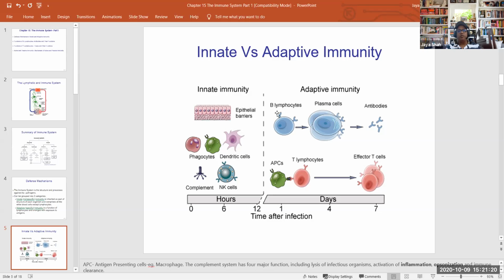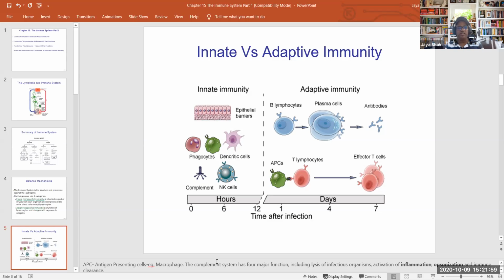So B cell, when exposed to antigen, you see here, they turn into plasma cells which produce antibodies, and T cells cannot recognize antigen directly. So this antigen presenting cell, you see here, is taking the antigen from the microorganism and presenting it to the T cells. And then T cells become cytotoxic, helper, regulatory T cells. And those effector T cells then attack the infected cell or abnormal cell or cancer cell and produce the immunity, okay?